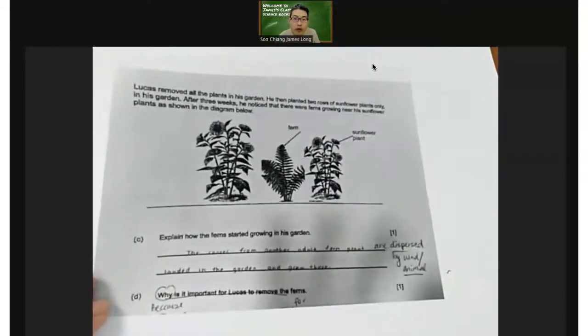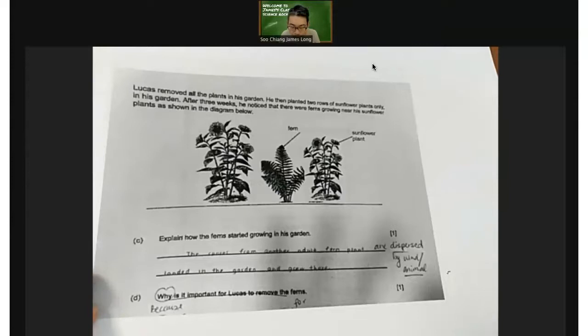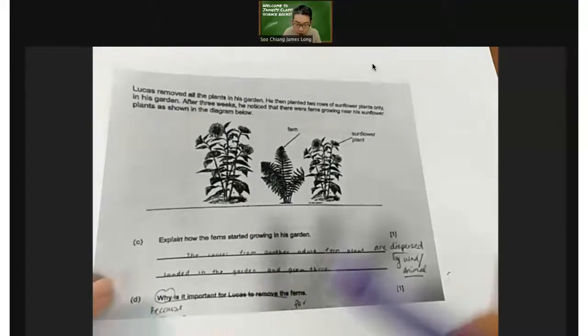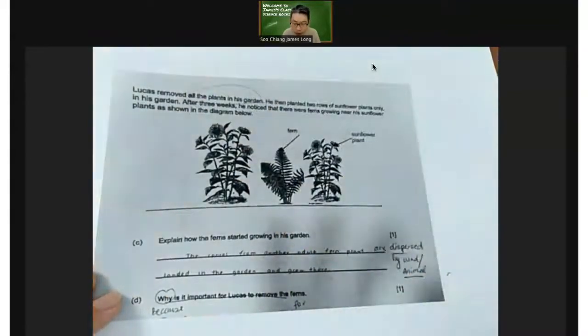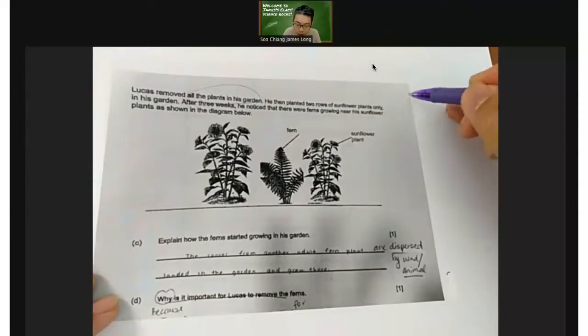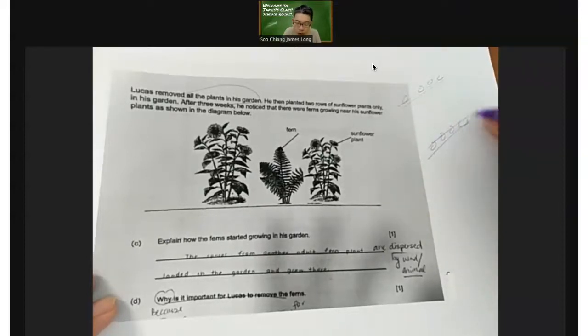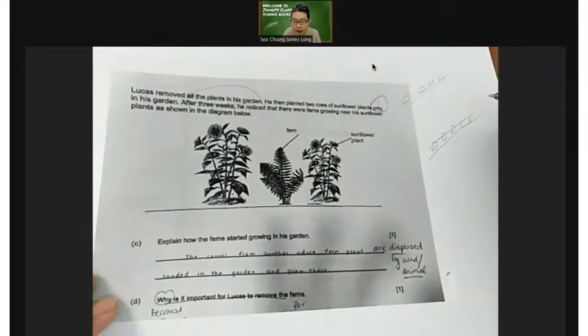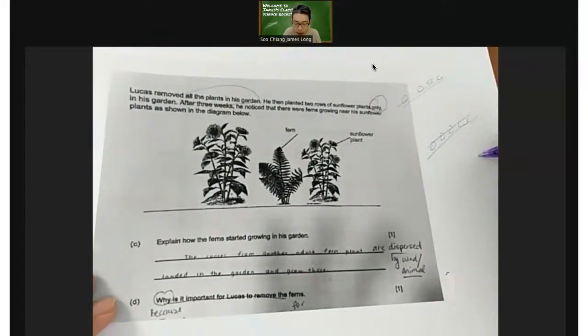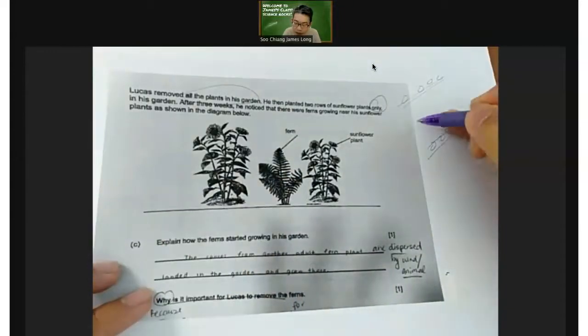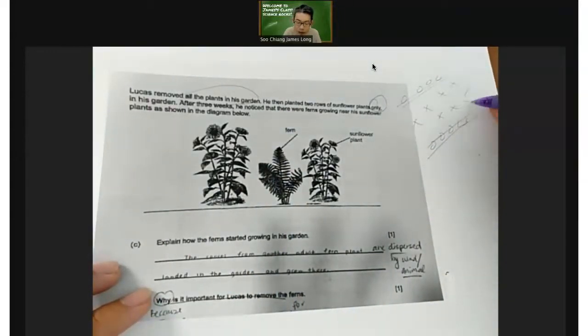Now, Lucas removed all the plants in the garden. He planted 2 rows of sunflower plants only. After 3 weeks, he noticed there were ferns growing near the sunflower plants as shown in the diagram below. So there were at first no plants at all. Then he planted 2 rows of sunflower. So, sunflower, 1 row, sunflower, another row. Only sunflowers, there's nothing in between. But after a while, he noticed there were ferns growing near the sunflower.